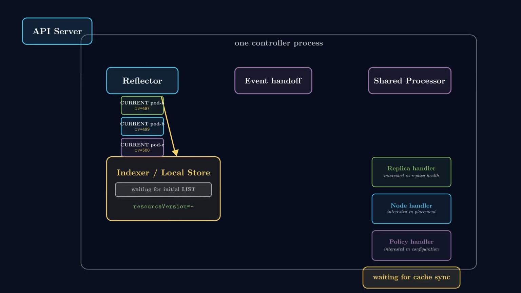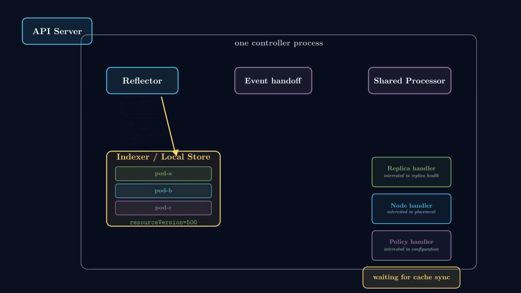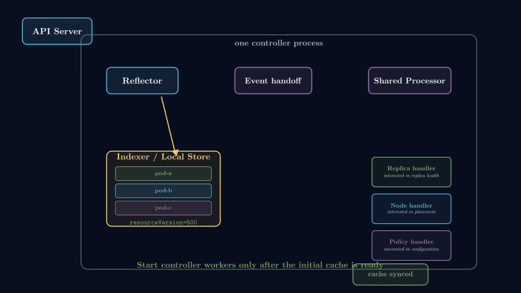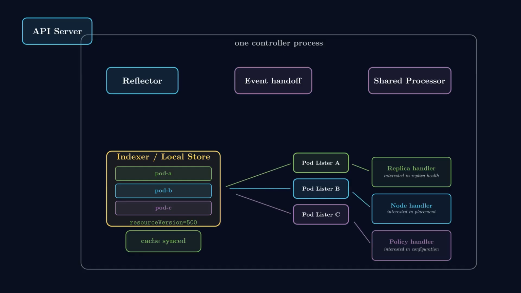Before the controllers start making decisions, they wait until this initial synchronization is complete. Otherwise, an empty or half-built cache could be mistaken for the real cluster state. Once the cache is synchronized, the control loops can read pods through local listers. A lister searches the shared indexer in memory, so several controllers can inspect the same current pod view without sending repeated GET or LIST requests to the API server.